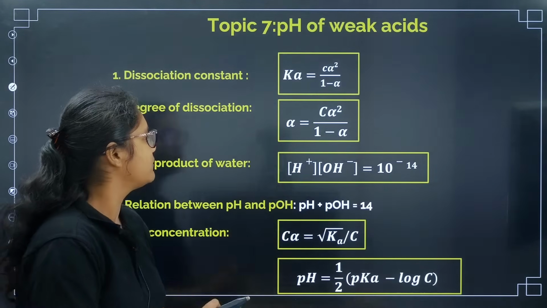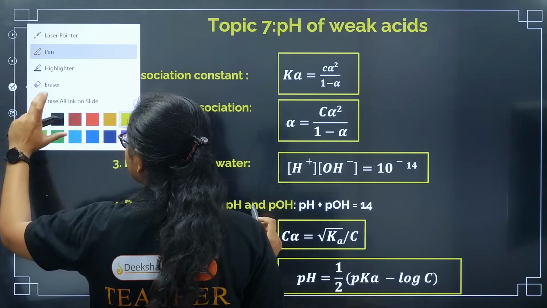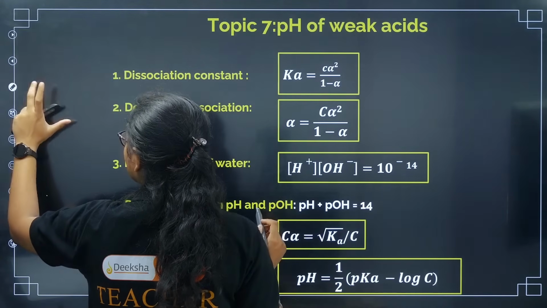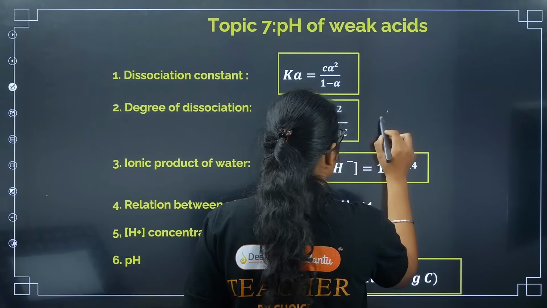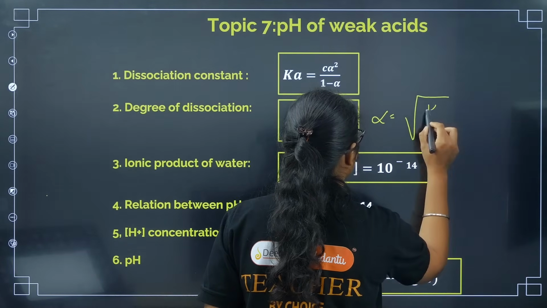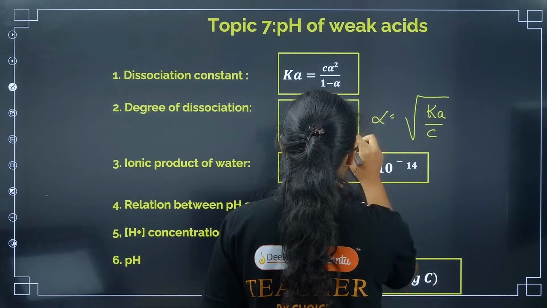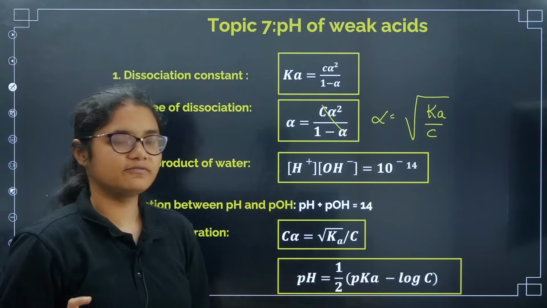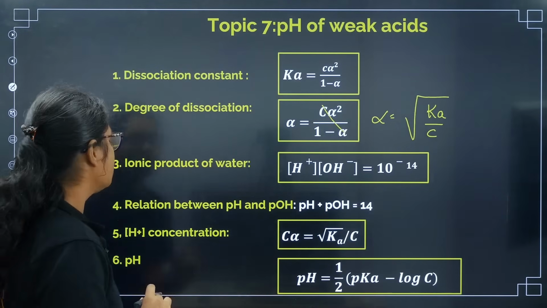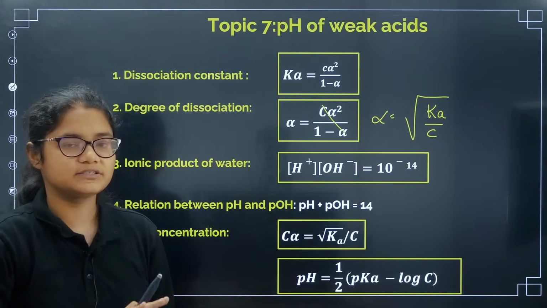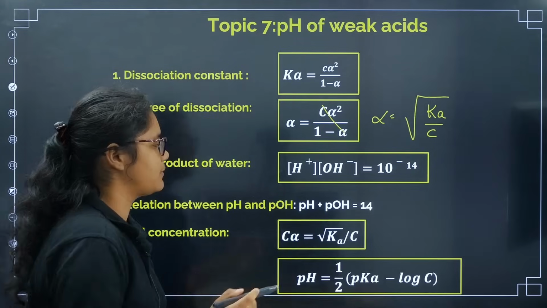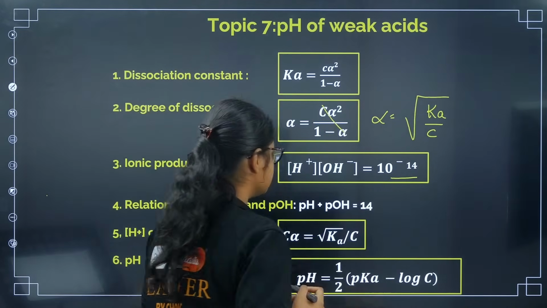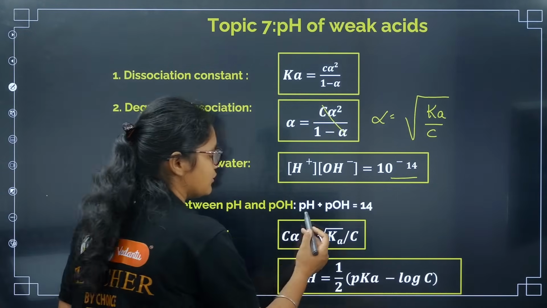C alpha square by, one second, this formula I'll change. Alpha is equal to root over of Ka by C. Please change it. Alpha is equal to root over of Ka by C. Now coming to ionic product of water, concentration of H plus into OH minus is 10 to the power of minus 14 at normal conditions. Then pH plus pOH is equal to 14.